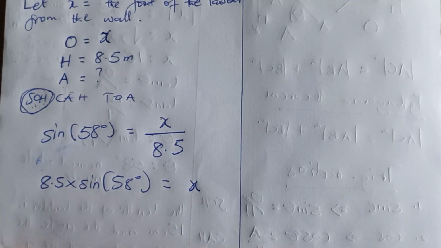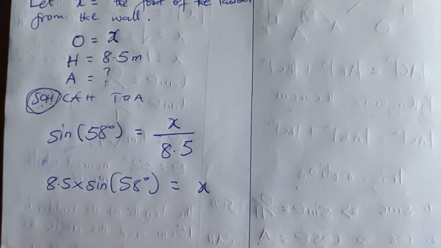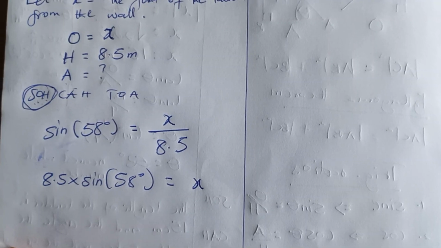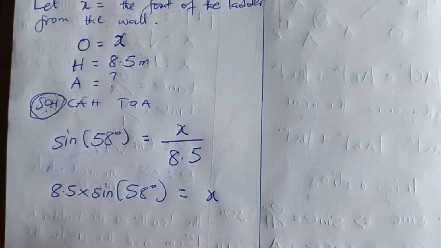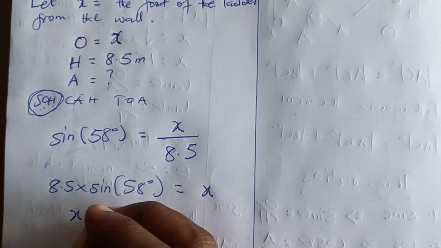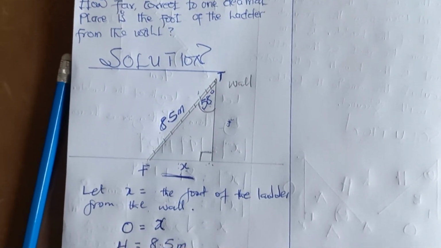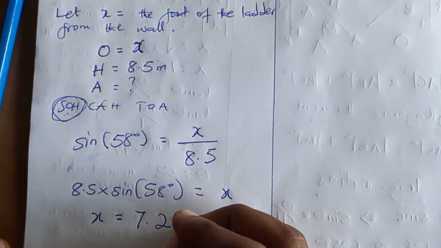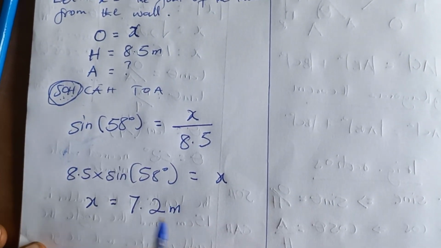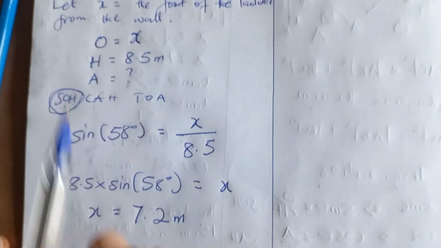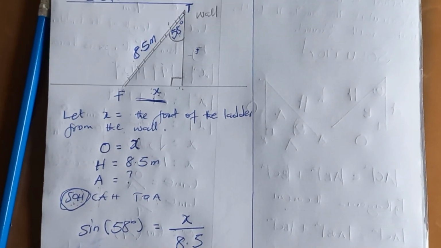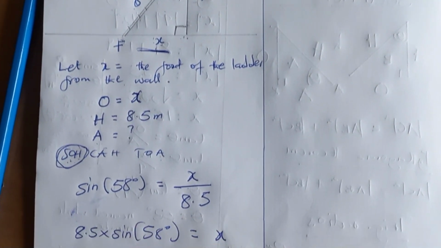Now you take your calculator, you multiply 8.5 times sine 58 degrees, and correct to one decimal place, we are getting 7.2 meters. Okay, don't forget the unit is meters. We are working in meters.